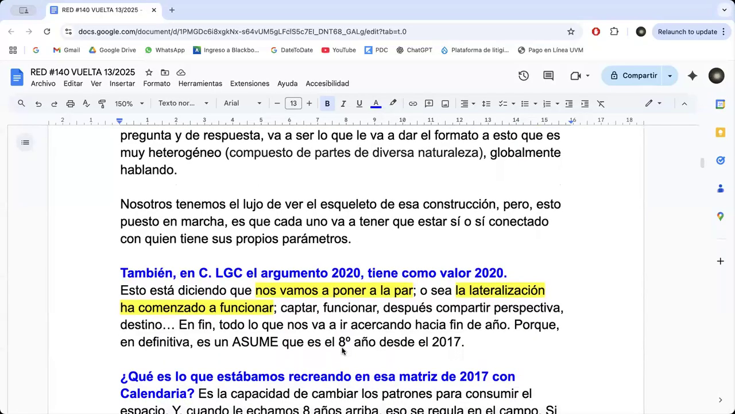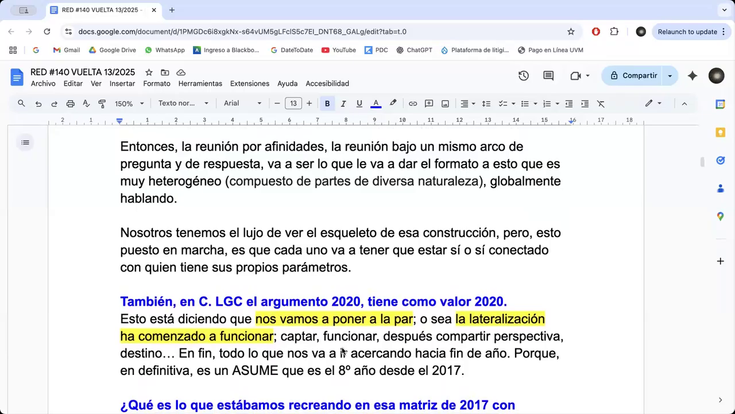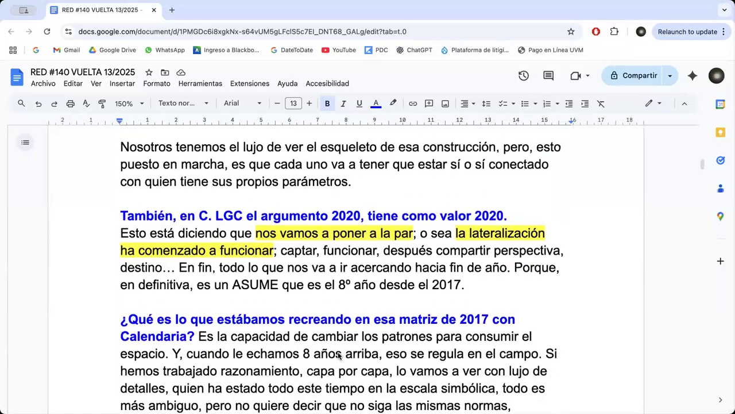going to be what's going to be providing the format to this change, this global change that is going to be very heterogeneous. There's going to be all kinds of natures in our interactions, but there's going to be a certain reunion or acquaintance under the same arch of question and answer. But we in LGC have this luxury to be able to observe the skeleton of this construction. But once this is set, this is turned on or this is put on the road, each one is going to have to be connected forcefully with whomever has their own parameters, right?